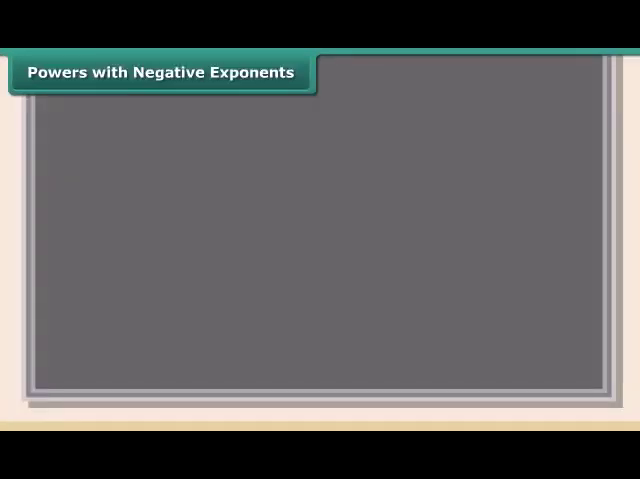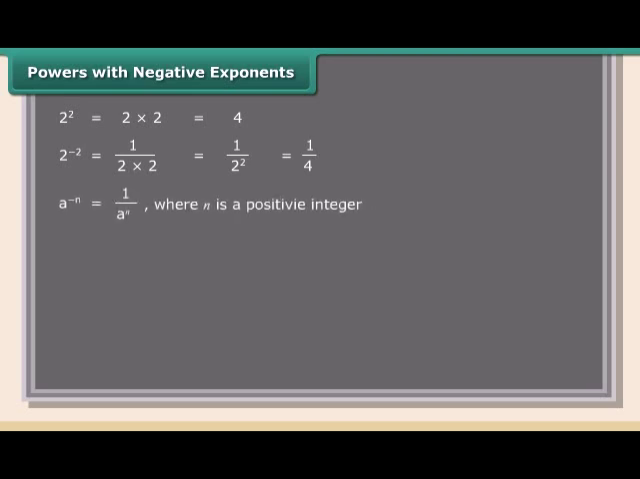Powers with negative exponents. 2 raised to the power 2 is equal to 2 × 2 is equal to 4. 2 raised to the power minus 2 is equal to 1 upon 2 × 2, which is equal to 1 upon 2^2, which is equal to 1 upon 4. a raised to the power of minus n is equal to 1 upon a raised to the power n, where n is a positive integer.